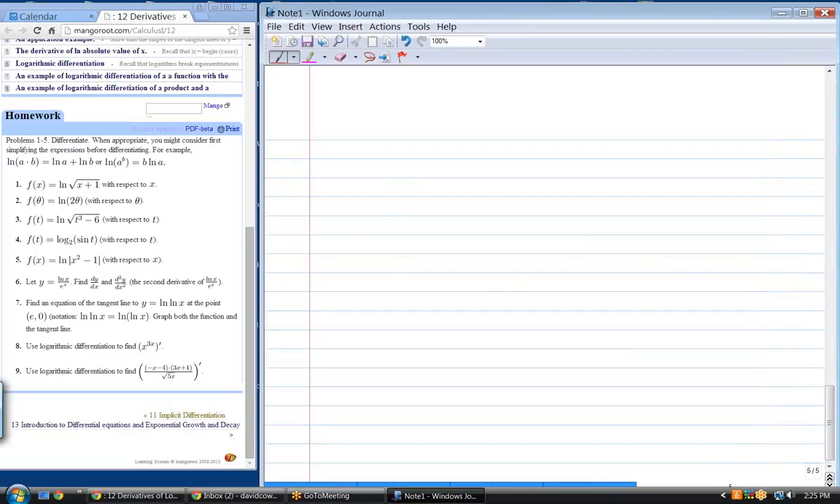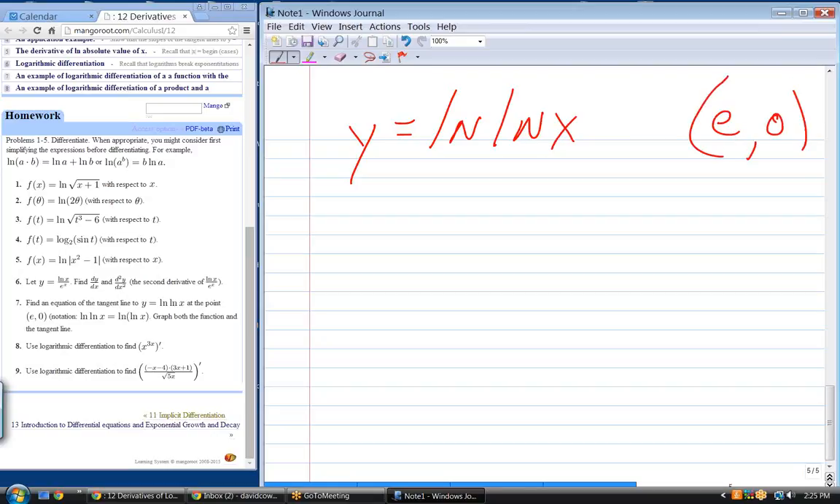Find an equation to the tangent line. Okay. Well, all equations of tangent lines start out with slope, right? At the point e comma 0. It's the same thing as the point 2.71 comma 0. Not quite. E is more accurate than 2.71 is. But my point is it's just a number. E is just a number. Okay?